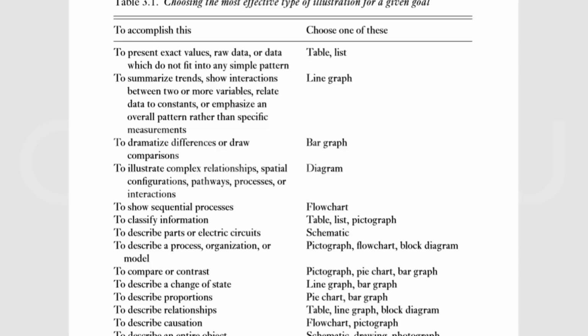If you want to represent raw data, you use tables. If you want to show trends or interactions, you use a line graph. If you want to draw comparison, you use a bar graph. If you want to show relationships of pathway, you use diagrams or flowchart. Flowchart is very powerful when you're doing sequencing. If you want to classify information, you can use a pictogram.